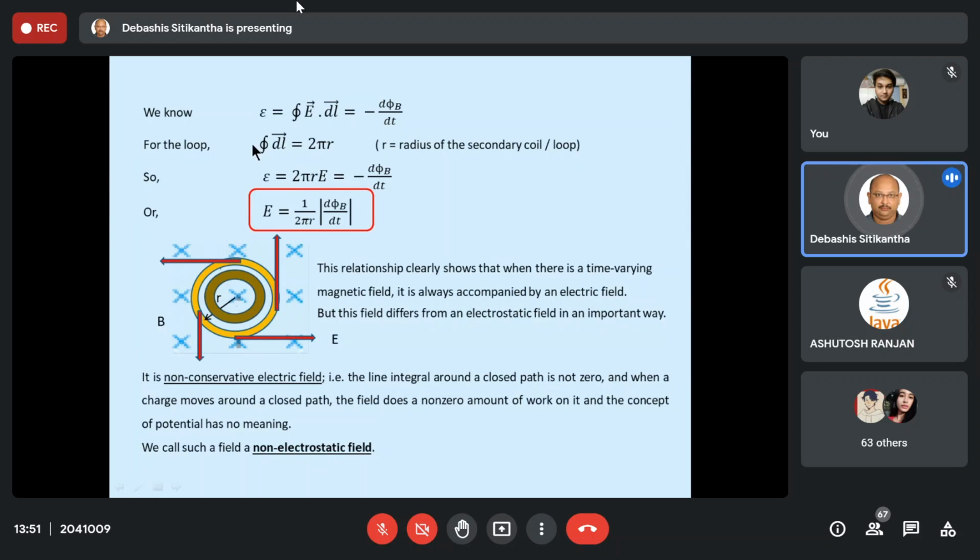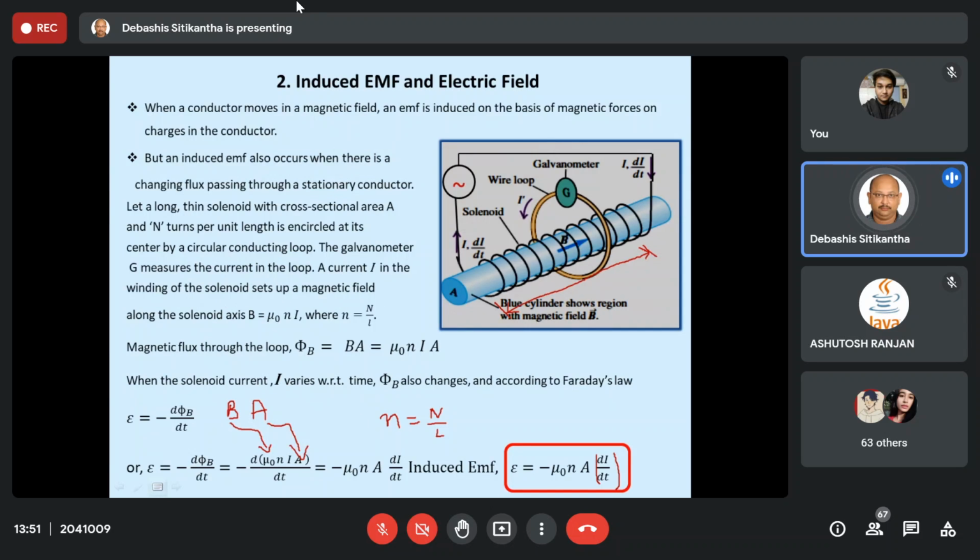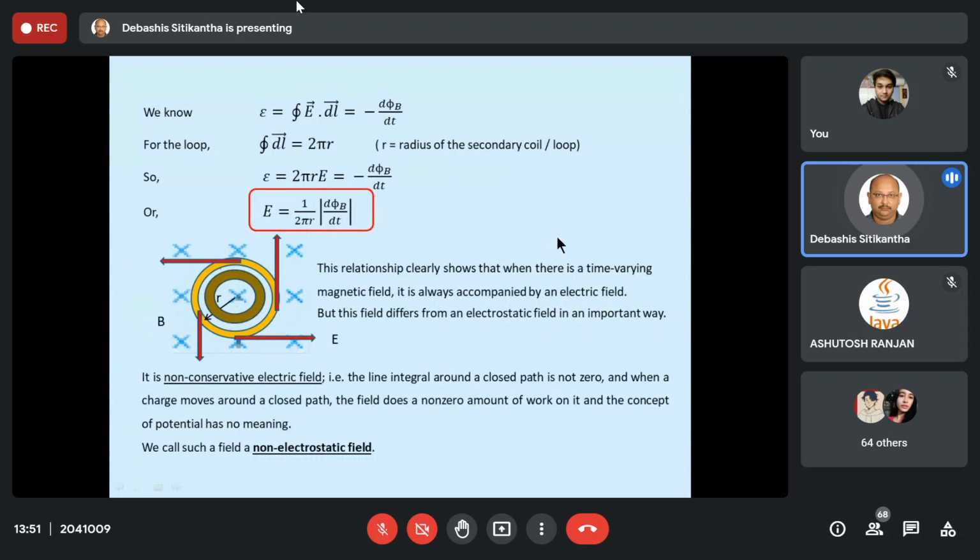Now let us take the E outside. If I take the E outside and integrate this dl vector, what is dl vector? Let us take a very small length of the secondary coil, and let us say this is your dl dash. If this secondary coil has a radius of small r, then obviously if I integrate it over the entire length, it is nothing but 2 pi r. That is the circumference of the secondary coil or the loop. So EMF is equal to 2 pi r times E. So this is equal to this much.